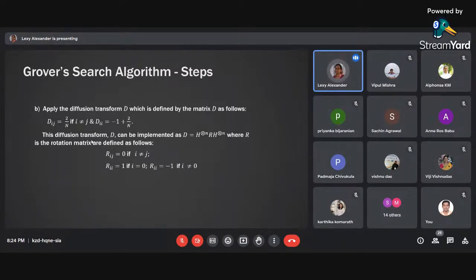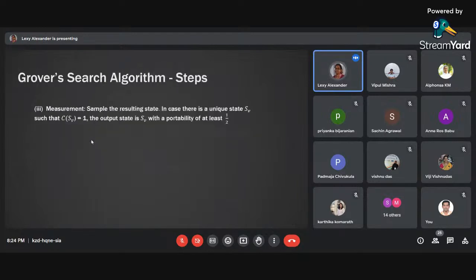So R is the rotation matrix, and it is defined as Rij equal to 0 if i is not equal to j, and Rii equal to 1 if i equals 0, and Rii equal to -1 if i is not equal to 0. That is, R is a diagonal matrix in which the first diagonal entry is 1, and the rest of the diagonal elements are -1. So that is also a simple matrix to implement.